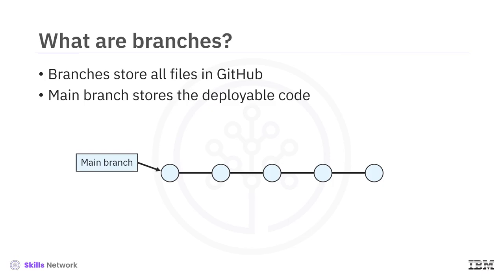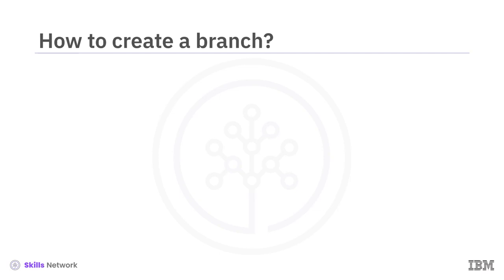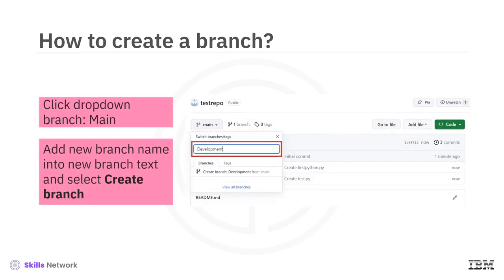When you plan to change things, you create a new branch and give it a descriptive name. The new branch starts as an exact copy of the original branch. As you make changes, the branch you created holds the changed code. To create a new branch, click the drop-down branch, Main. Add the new branch name into the New Branch text and select Create Branch.